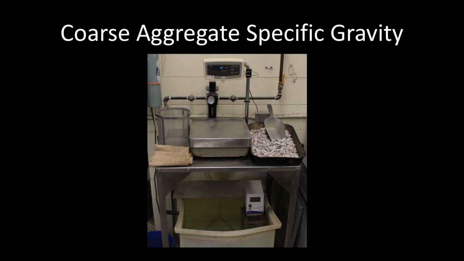This video provides a summary of the procedure detailed in AASHTO T85, specific gravity and absorption of coarse aggregate. Aggregate specific gravity is necessary to determine weight to volume relationships. Aggregate absorption affects the amount of water which will be unavailable to react with cement in Portland cement concrete and provides an indication of the amount of asphalt binder which will be absorbed into aggregate particles in asphalt concrete.